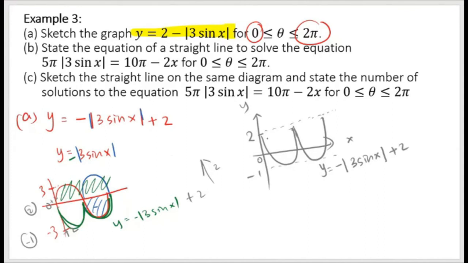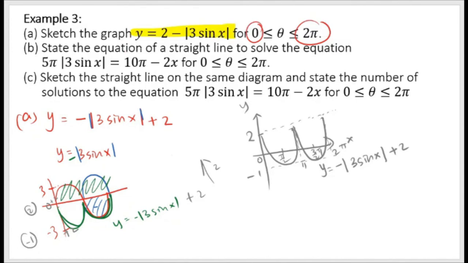Then we start the labeling. The labeling here is 2 pi, then here is pi, then in between is pi over 2, then 3 over 2 pi. Okay, 1, 2, 3, 4. The first, this is your A. Then now we go to B.